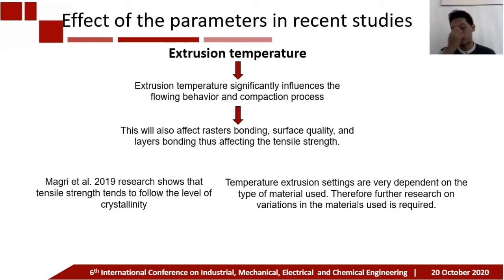And then the third, extrusion temperature. Extrusion temperature significantly influences the flowing behavior and compaction process. This will also affect raster bonding, surface quality, and layer bonding, thus affecting the tensile strength. Et al. in 2019, research shows that tensile strength tends to follow the level of crystallinity. Extrusion temperature settings are very dependent on the types of material used. Therefore, further research on variations in the materials used is required.